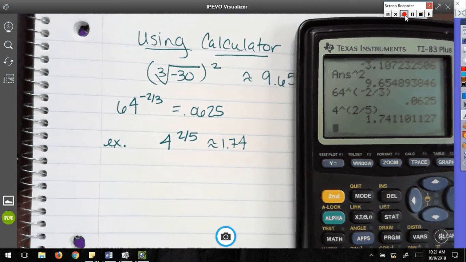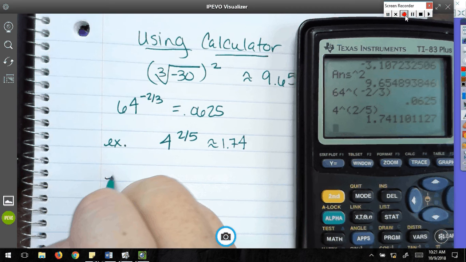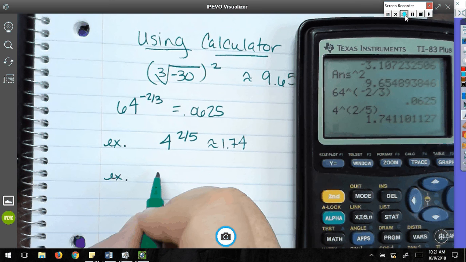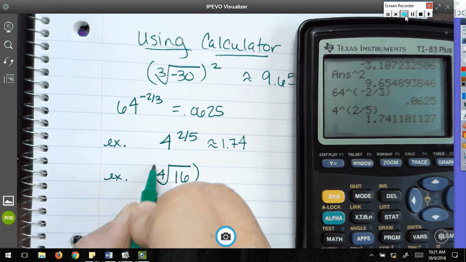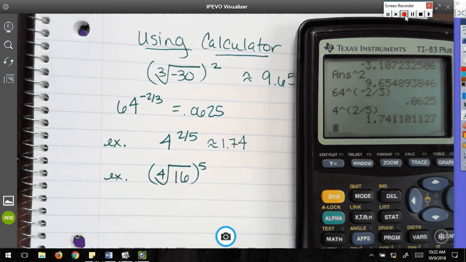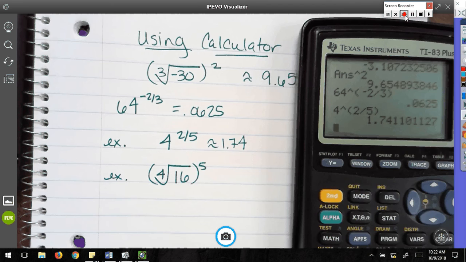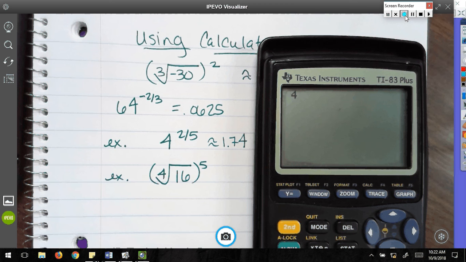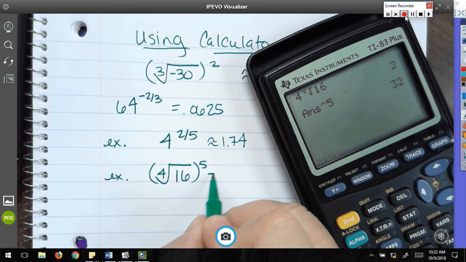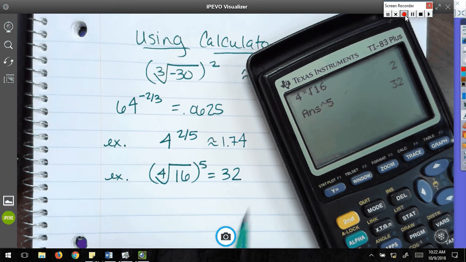Okay. One more example for you to try. Let's try the 4th root of 16 to the 5th and tell me what you get. As we input this one on the calculator, remember I want to do the 4th root, so I do 4 math x root 16, hit enter, and then you can raise it to the 5th power. Okay, you get 32. This one you probably could have done on your own, but just to make sure you can utilize the functions on your calculator here, okay?